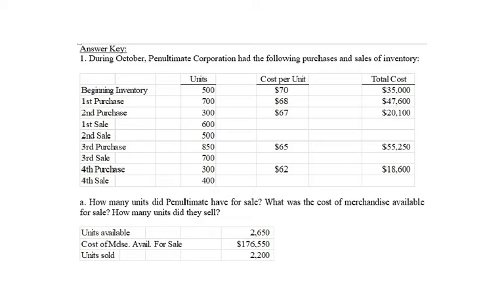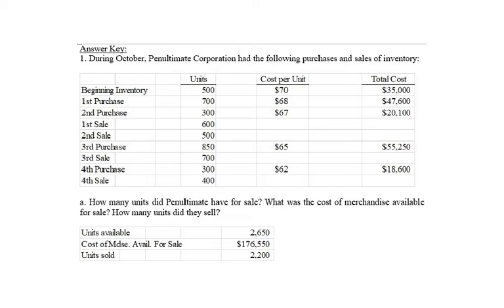Welcome to the fifth homework set. Again, part one has three subsections, A, B, and C. Remember, the main theme here is applying cost flow assumptions to a set of inventory facts, as you'll see here.